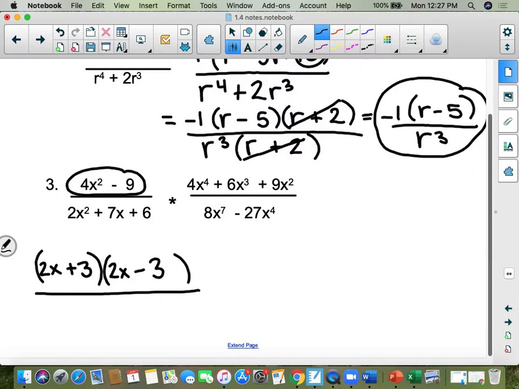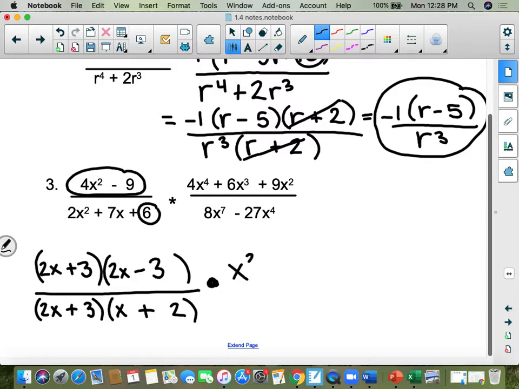The bottom one does not have a greatest common factor, but it can be factored. I'm going to put a 2x here and a 1x here. Factors of 6 are 3 and 2. I'm going to put the 3 here and the 2 here, and it's a plus and a plus. And that also gives me a 7x.